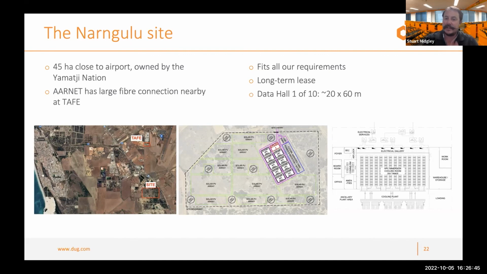The aim, at the first stage, is to get data hole 1 up, which will be about a 20 by 60 metre building. And you've sort of got a rough schematic of it there. And this will also have a bit of a foyer and boardroom and visitor centre, etc.